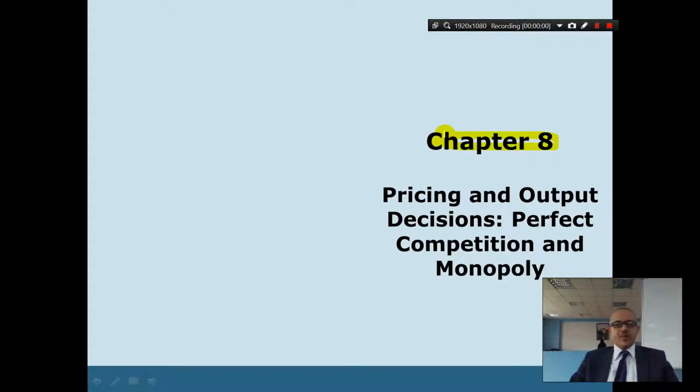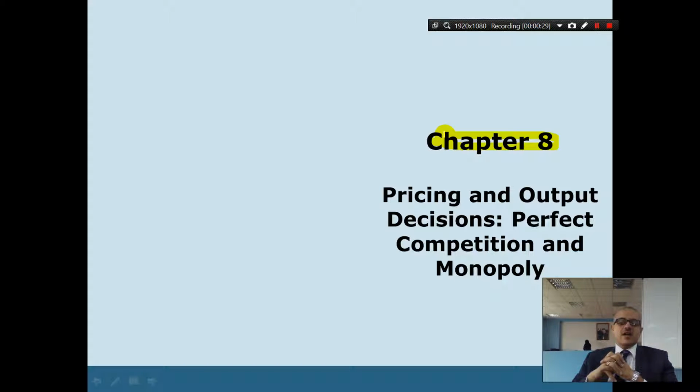Chapter 8 talks about pricing, output decisions, perfect competition, and monopoly. You remember when we talked about market structure, we said it's very important to differentiate. Are you in a market where it is perfect competition? All of the people there compete, they all provide the same product, and the price will be given based on the equilibrium and by the market forces.